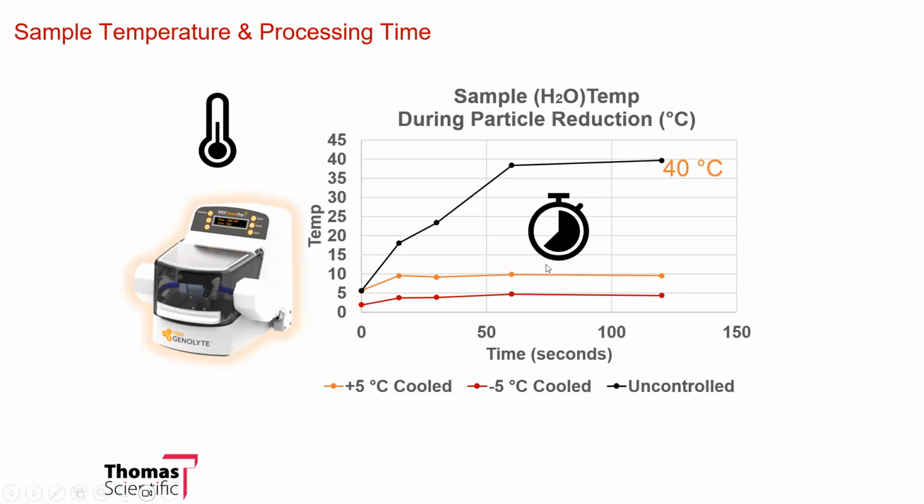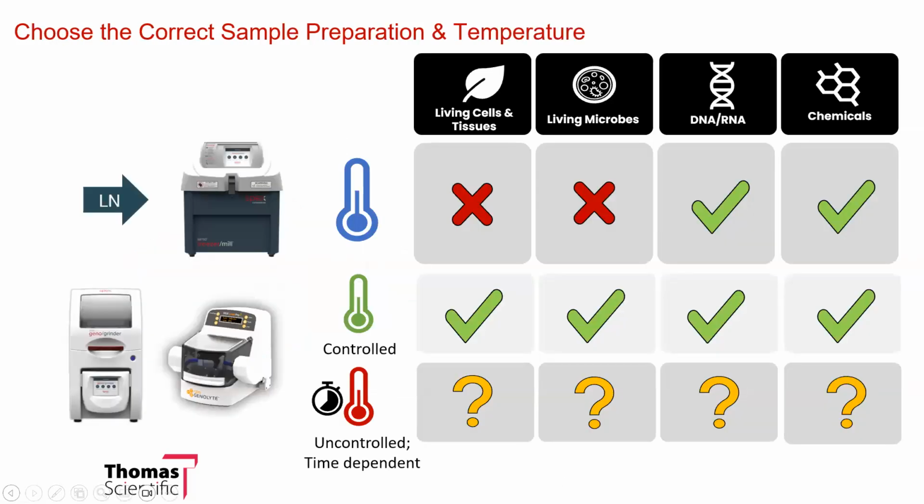So there are going to be samples, whether they're chemical or microbiological, that you're going to need temperature control for. So you want to choose the correct sample preparation method for the type of materials you'll be testing. Cryogenic grinding is good for things like chemicals and DNA, not good for living cells and living microbes. Temperature controlled is pretty much good for anything, with something like our Geno Grinder or our Geno Lyte. Or uncontrolled, well, that's going to be a time experiment. So you're going to be dependent on how long you're actually processing your sample.